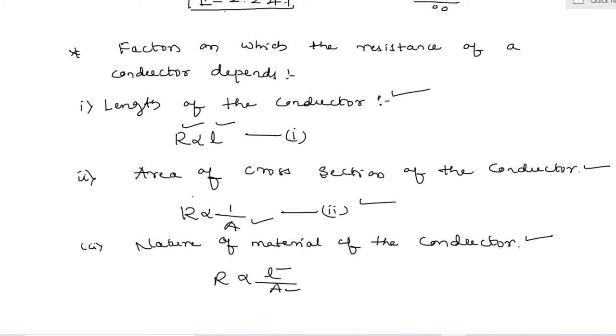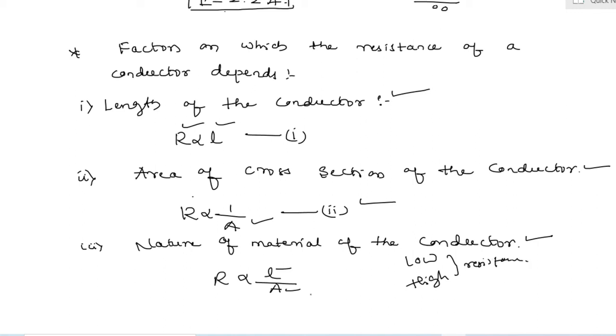Yes, third factor is nature of the material. The resistance of the conductor depends on nature of the material of which it is made. Some materials have low resistance whereas others have high resistance. Yes, my dear students, two types. One is termed as what? Low resistance, and another one is termed as what? High resistance.